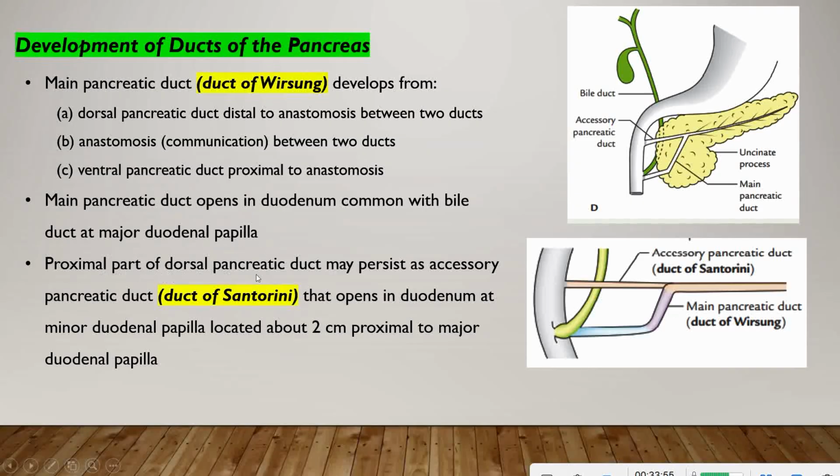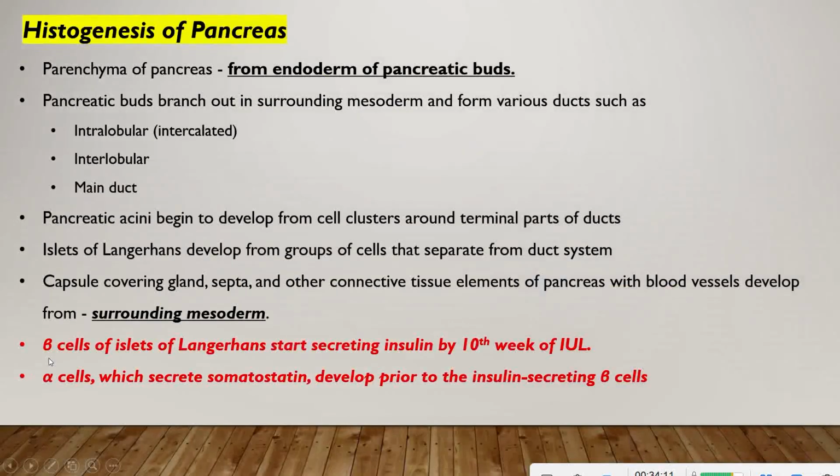The proximal part of the dorsal pancreatic duct persists as the accessory pancreatic duct, which is known as the duct of Santorini, that opens in the duodenum at the minor duodenal papilla located about 2 cm proximal to the major duodenal papilla. Now, histogenesis of the pancreas. The parenchyma of the pancreas is formed from the endoderm of the pancreatic bud.